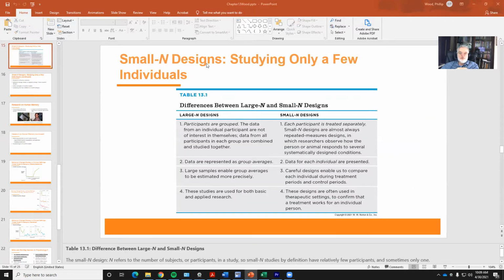So we talked a little bit about this particular slide and how small n designs are different from large n designs. And we covered that the last time. Basically, you are focusing more on the dynamics of an individual over the course of time rather than one snapshot of all kinds of people.